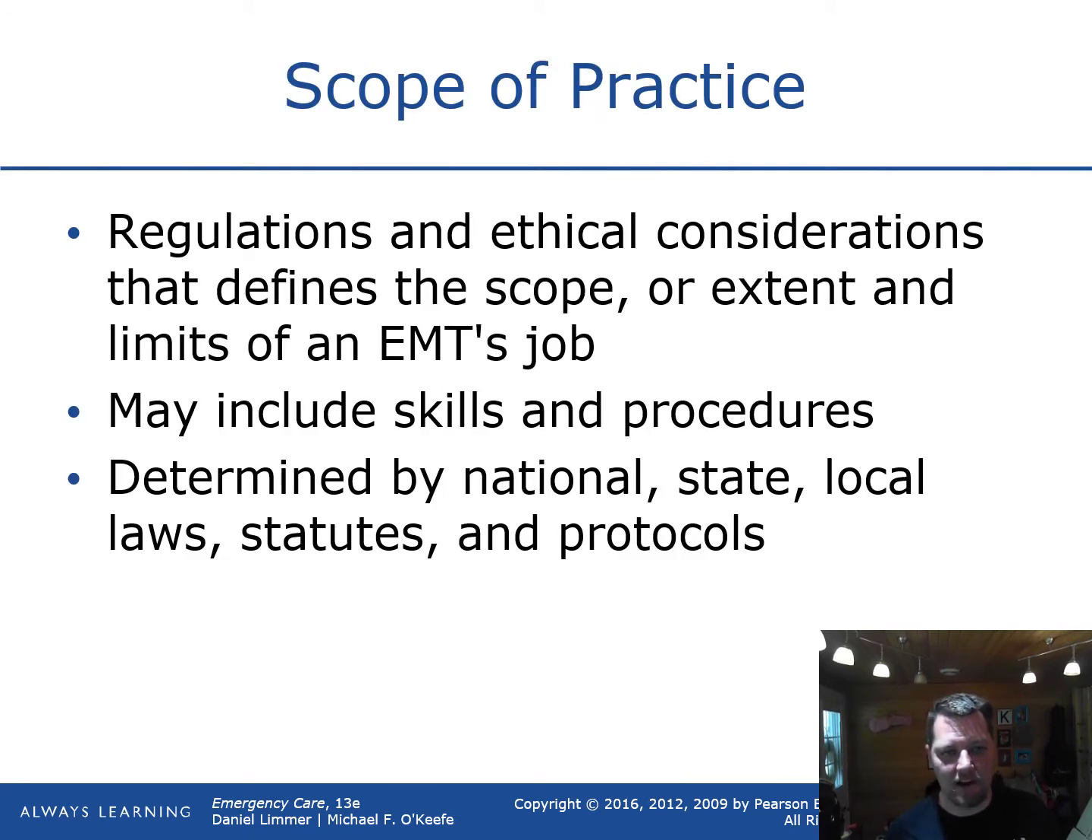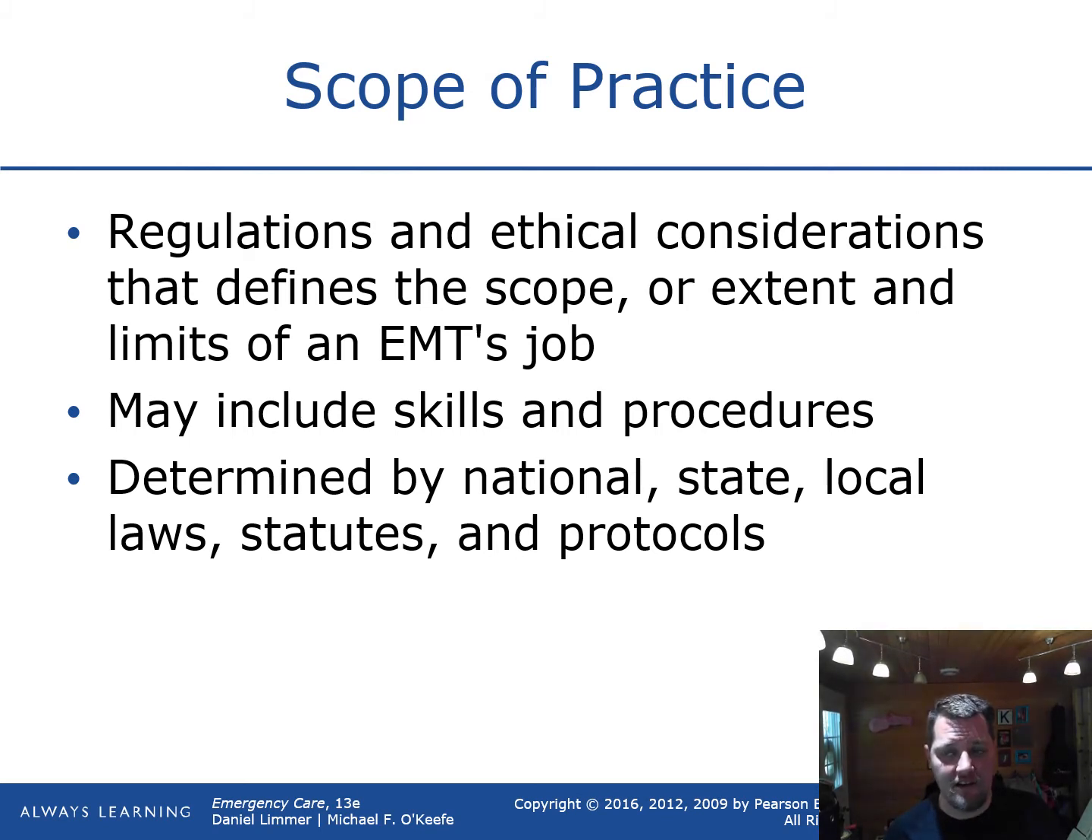So scope of practice is the regulations and ethical considerations that define the scope, or extent and limit, of an EMT's job. It can include skills and procedures, and is determined by national and local laws, statutes, and protocols. So basically, this is what you're allowed to do within your scope of practice.